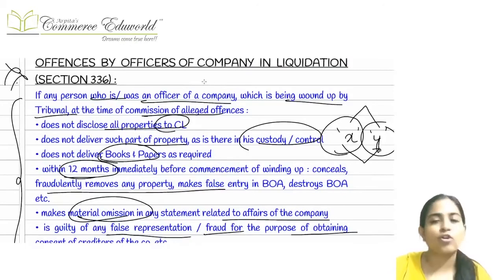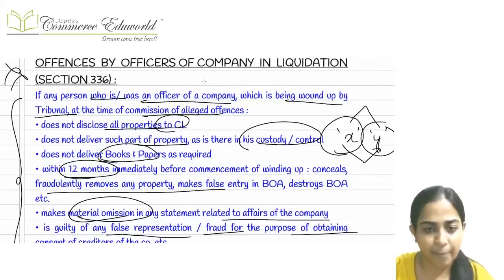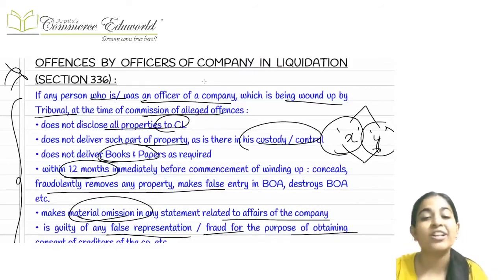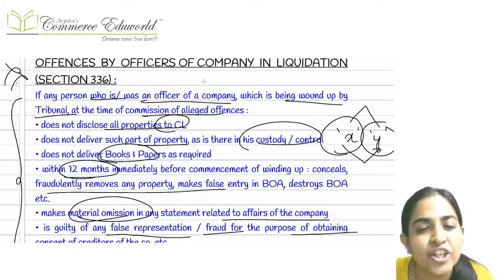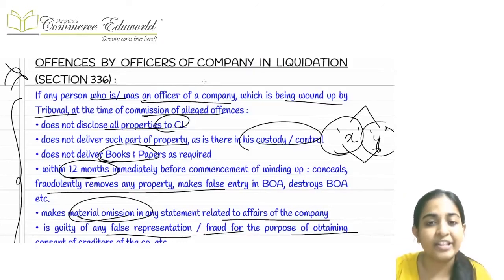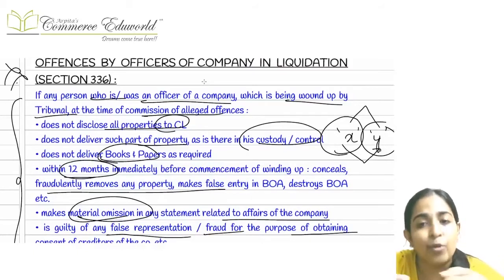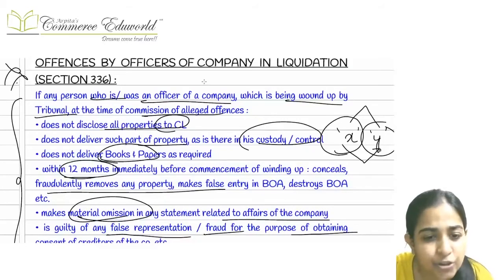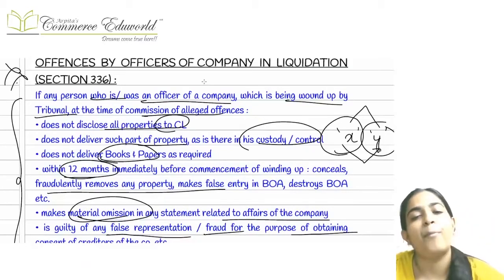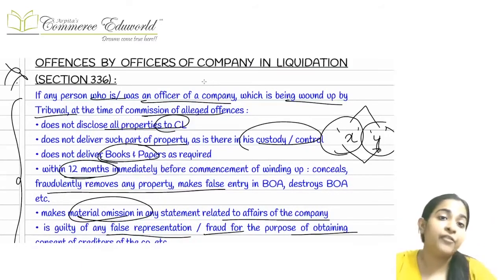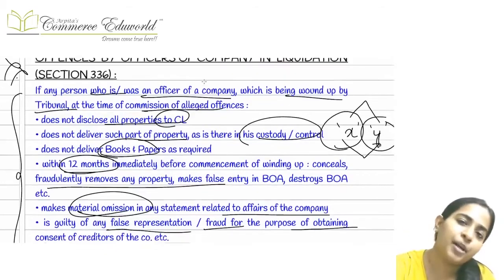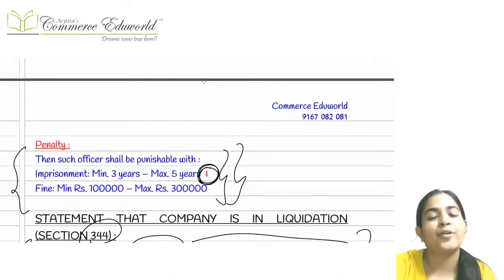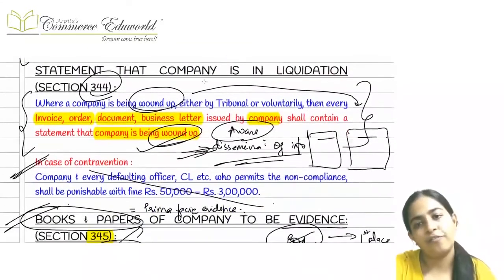Then the next section is talking about the penalties, etc. Suppose any particular person in the company does any default with the liquidator. What kind of default? He does not give all the information to the liquidator, does not disclose everything, does not give the books of accounts, books and papers, does not give the assets to the liquidator, omits some very important thing about the company, or gives any false information about the company. That particular person would be liable with a non-compoundable offense.